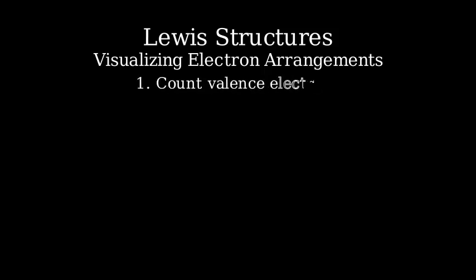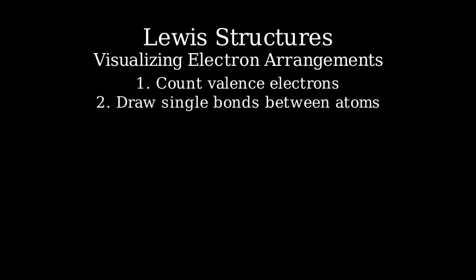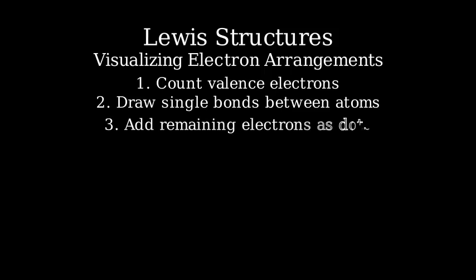First, we count the valence electrons. These are the electrons in the outer shell. Next, we arrange atoms and draw single bonds between them. Then, we add remaining electrons as dots around atoms. Finally, we check that each atom has a full octet, 8 valence electrons.